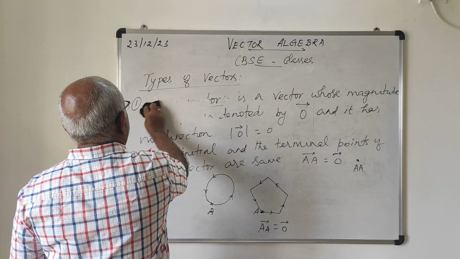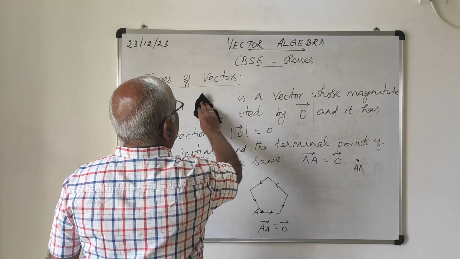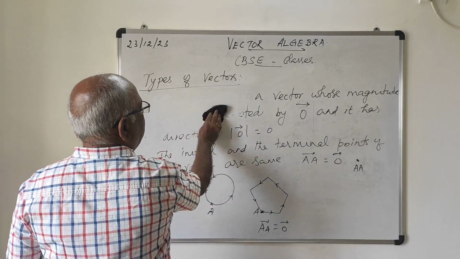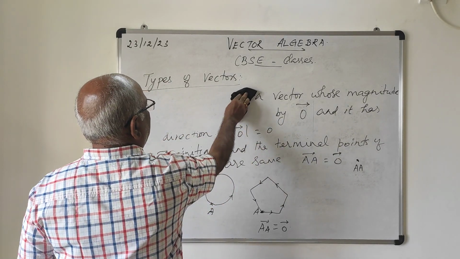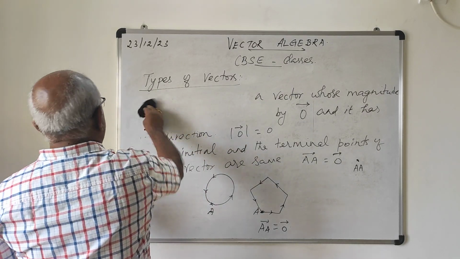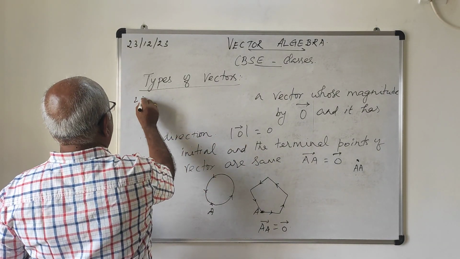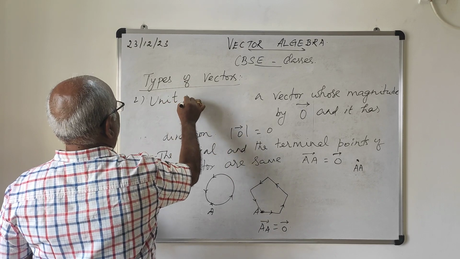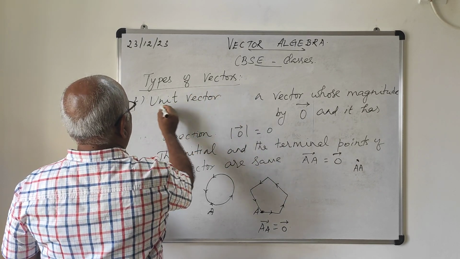Next definition, unit vector. Next one, unit vector.